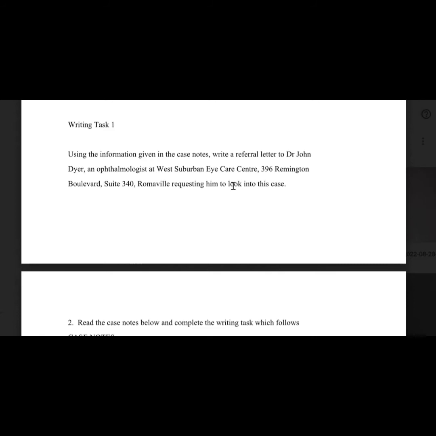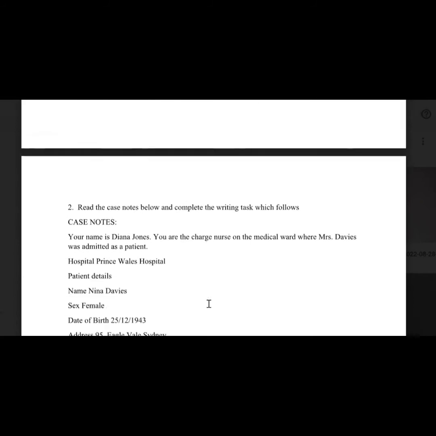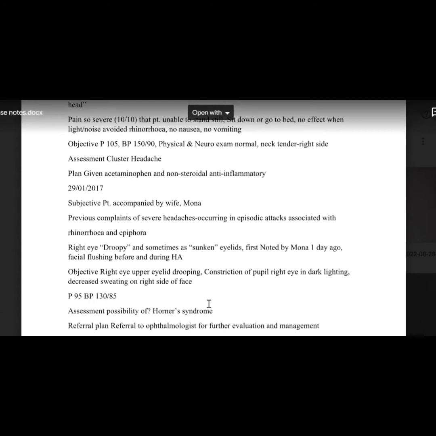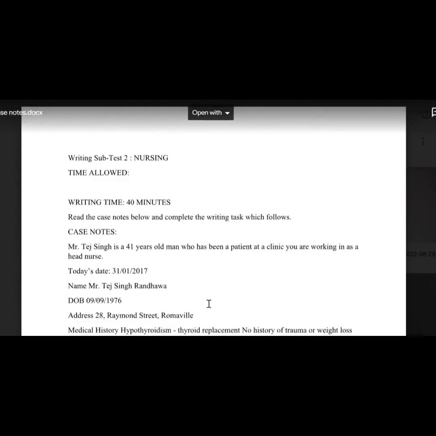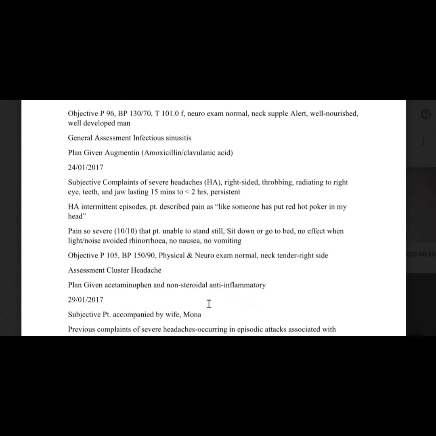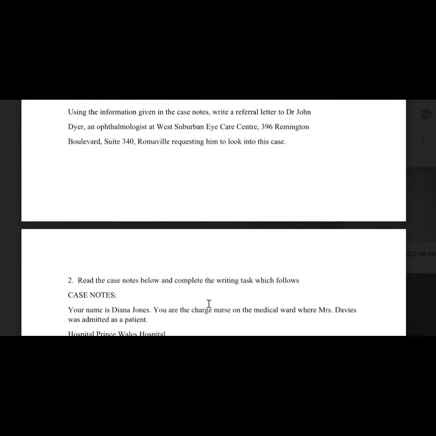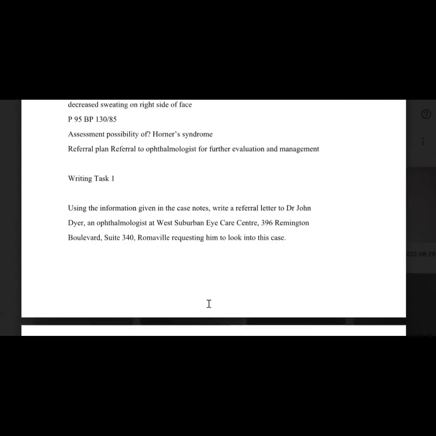So what other word can you use for look into the case? Like to review the case, to review the patient and provide necessary recommendations. That's what it means. So we can see the details there of the patient. All right, so let's see the letter that was written and we see how we can correct this for this candidate.